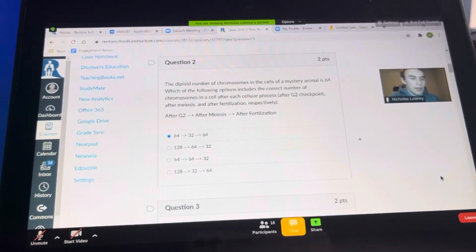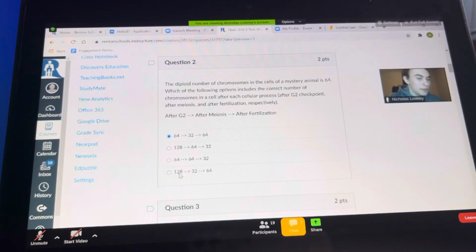And the other big thing here is that we know that after meiosis, we are going to have haploid gametes. And so we have to have half the number of chromosomes, so 32. And then after fertilization, we have to go back to our diploid number, which means that we're going back to 64. So even if you weren't sure about the whole chromatids versus chromosomes bit, the thing that should tip you off is that the reason why you wouldn't pick this 128 to 32 is because after fertilization, you should be a diploid organism. So you should have 64 as an option.